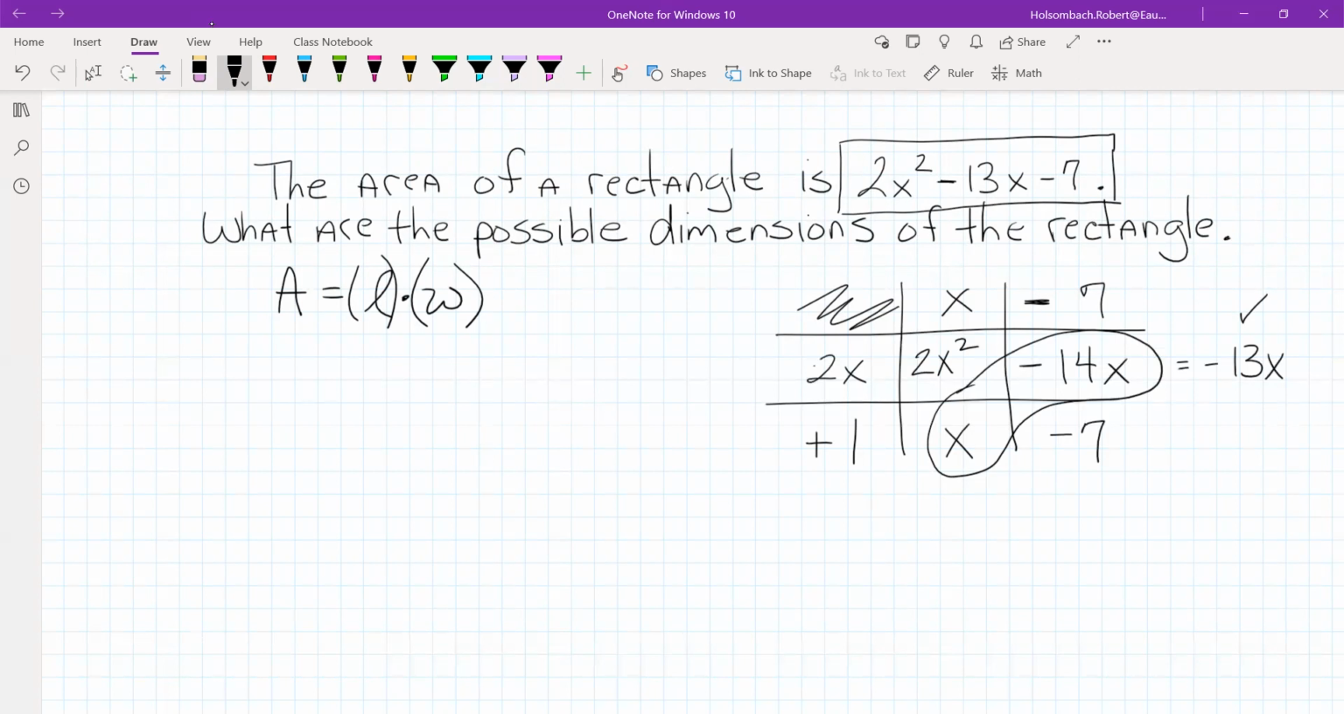So what are the possible dimensions of the rectangle? Well, the one possible dimension is 2x plus 1. And the other possible dimension is x minus 7. All right, so that's taking factoring of a trinomial and applying it to a problem.